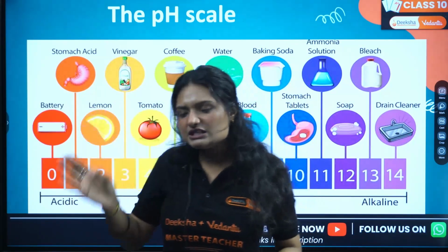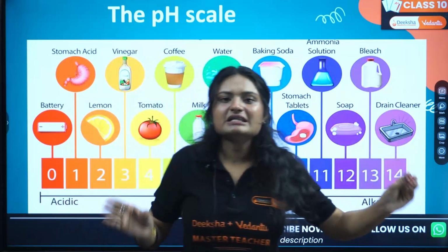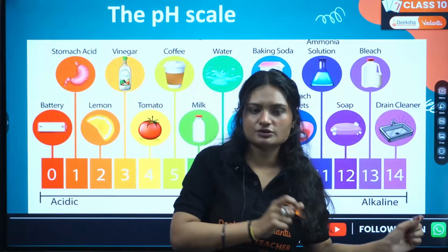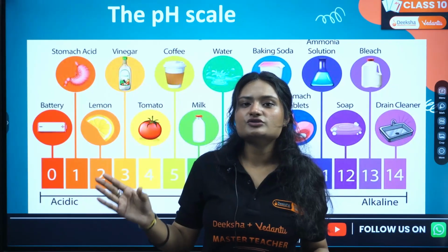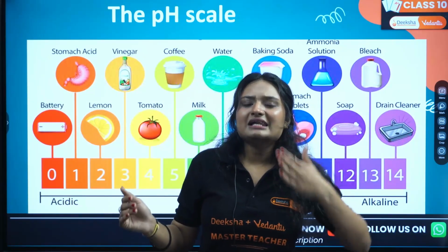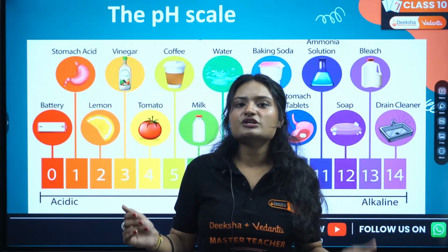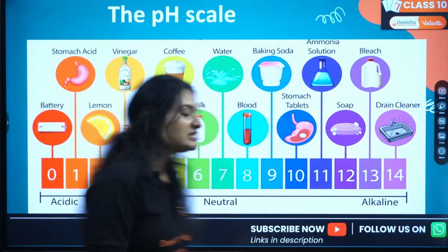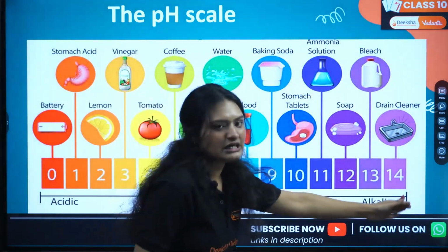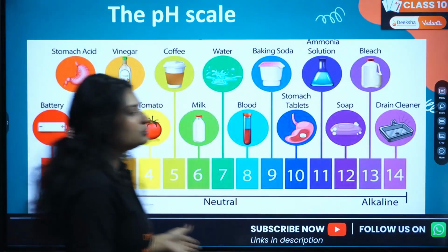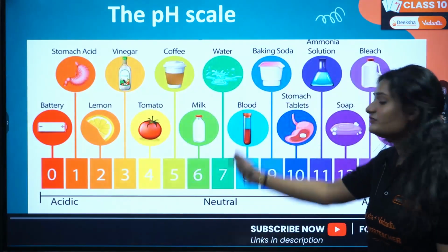What is pH exactly? It is a scale from 0 to 14 showing the hydrogen ion concentration. The more the hydrogen ion concentration, the lower the pH value. The less the hydrogen ion concentration, the higher the pH value. So we start from 0 to 14, from highly acidic to highly alkaline, and in between we have neutral.